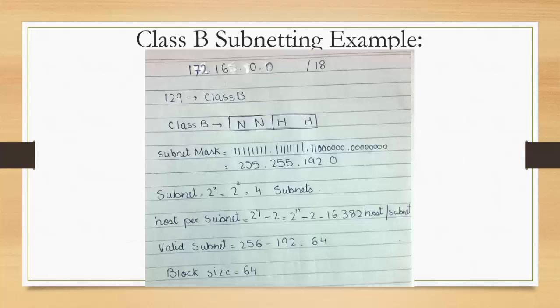Here our IP address is 172.168.0.0 having a CIDR value of 18. 172 indicates that it lies in the range of class B, and class B has 2 network octets and 2 host octets. So the subnet mask is equal to 255.255.192.0 and the number of subnets is equal to 4. Hosts per subnet is equal to 16382, and we have a valid subnet of 64 and 64 blocks.